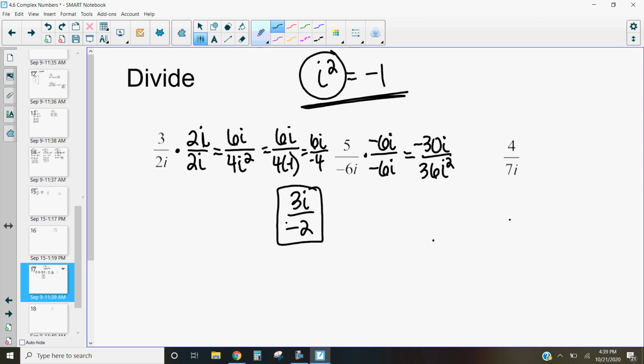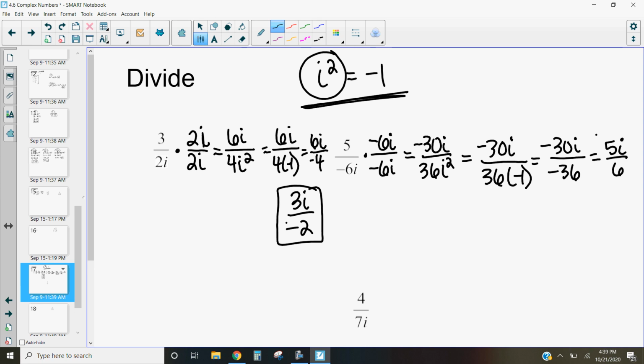Well, then I'm going to move this so that we have more space. Then this is going to end up equaling -30i over 36 i squared, but we know i squared is actually -1. So then we multiply this one more time, and we end up getting -30i over -36. And then we can reduce or simplify our fraction, and we end up getting 5i over 6. And that looks a lot prettier than 5 over -6i, does it not?